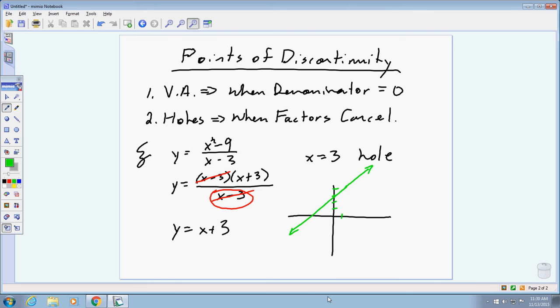Beautiful. But we have discovered, because we canceled that factor out, it creates a hole at x equals 3. So over here at x equals 3, up on my graph, there's actually a hole in your graph. It doesn't exist there anymore.